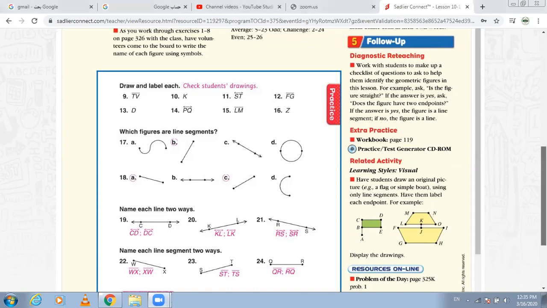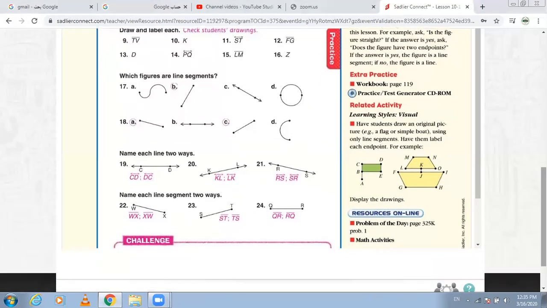Now we will go to question number 19. I want to name this line. First one, how can we name it? C, D, or D, C. Oh, don't forget, above the letters, you have to draw a small line with two arrows. Number 20, how can I name it? K, L, or L, K. Don't forget to draw a small line above the letters.